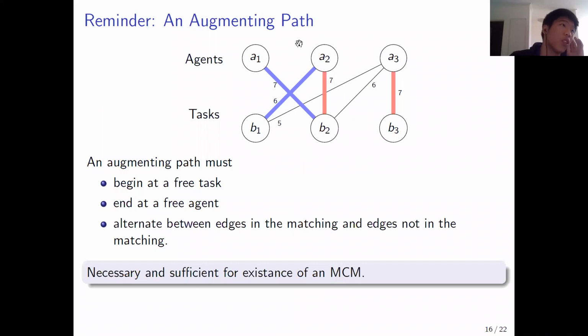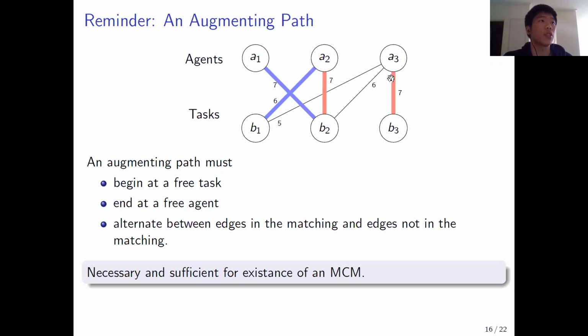So just a reminder of what an augmenting path is and why we find it so important. This is an augmenting path. We start at a free task and end at a free agent. We alternate between edges in the matching and not in the matching. So we started off with red edges in our matching, and this matching has size 2. And we know that in this 3 agent, 3 task example, we have an MCM. All MCMs have to have size 3.